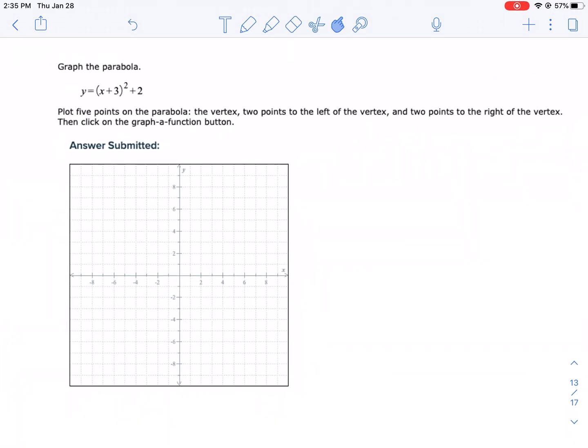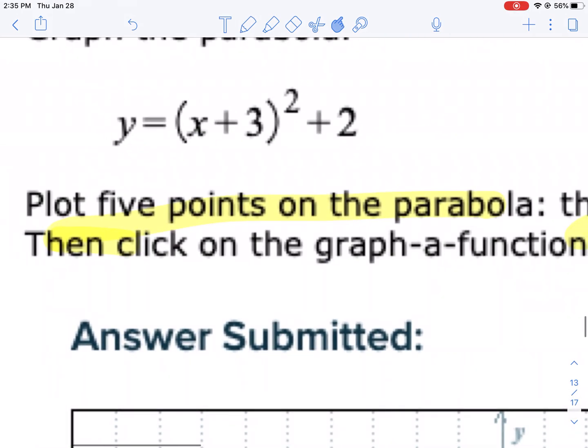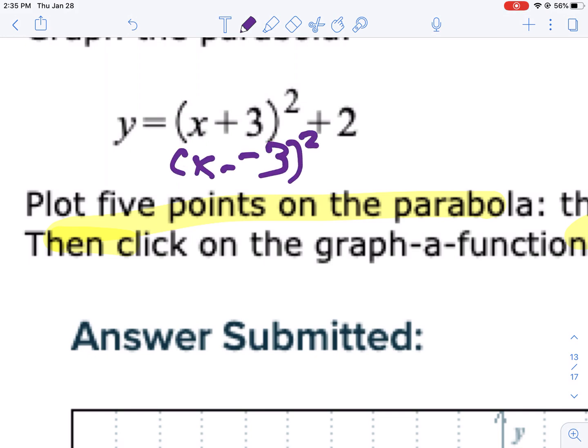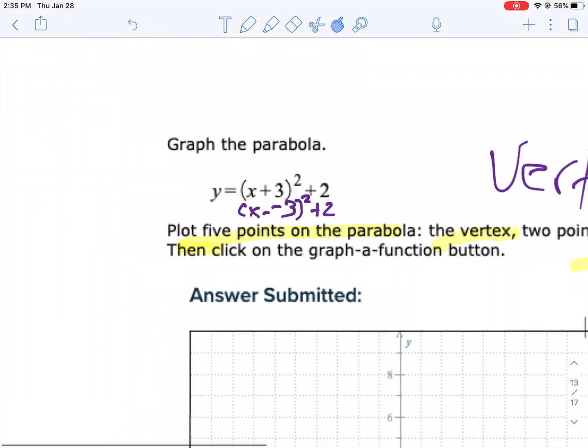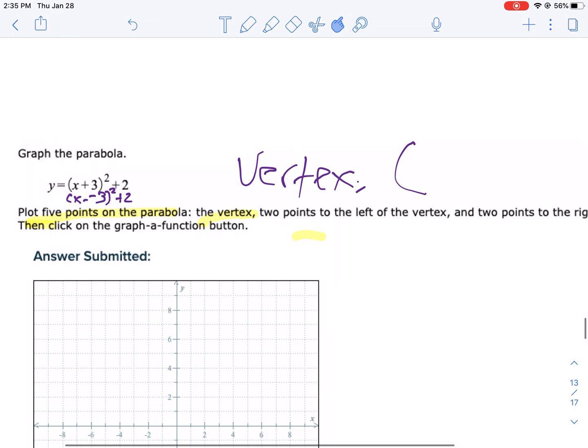Okay, we're going to graph this parabola. And you didn't do this one. Plot 5 points on the graph: the vertex, 2 points to the left, and 2 points to the right. Now the nice thing when it's in vertex form, we know the vertex. It's x minus h squared plus k. Remember it's always x minus h, so let me blow this up and rewrite this. This is actually x minus negative 3 squared plus 2. So our vertex is at negative 3, 2.